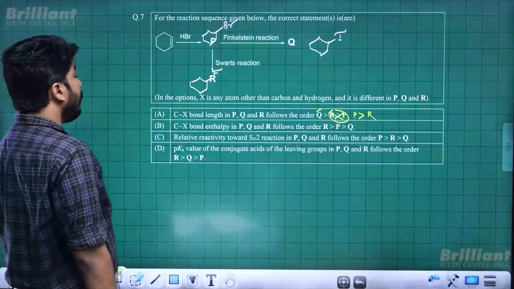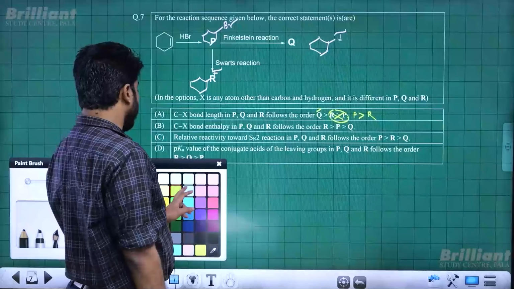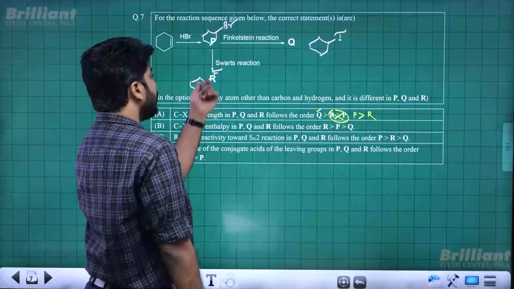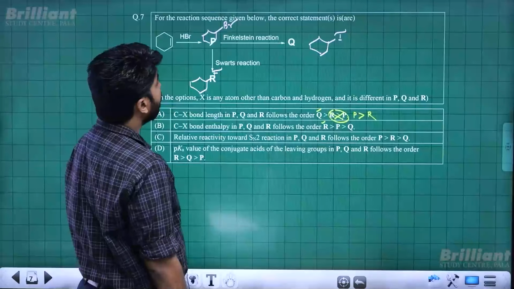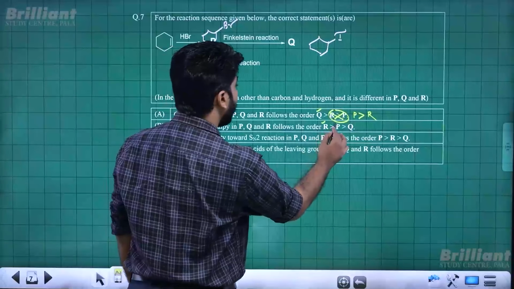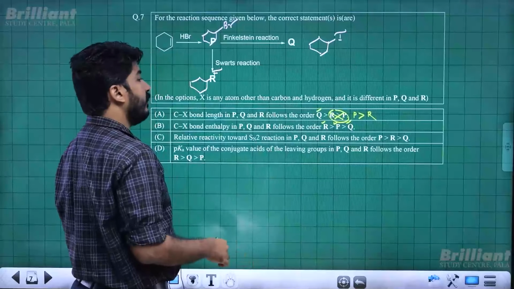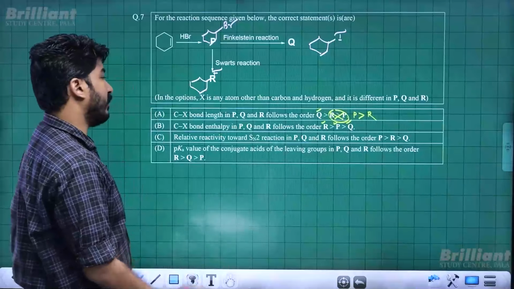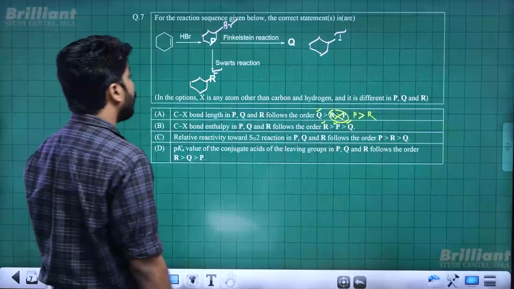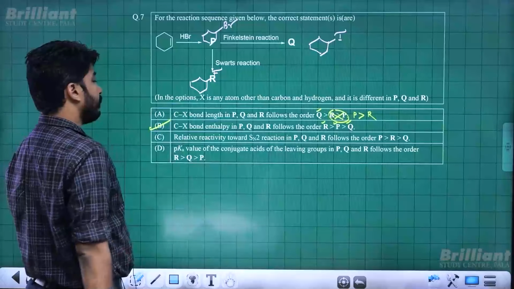C-X bond enthalpy in P, Q and R follows the order RPQ. Let's check. Bond enthalpy will be highest for C-F bond. So R is correct. Now second highest for P, that is bromine case, that is true, and third for iodoalkane. Okay, so as the size of halogen increases, bond becomes weaker and weaker. So bond enthalpy decreases as the size increases. So this is a true statement.